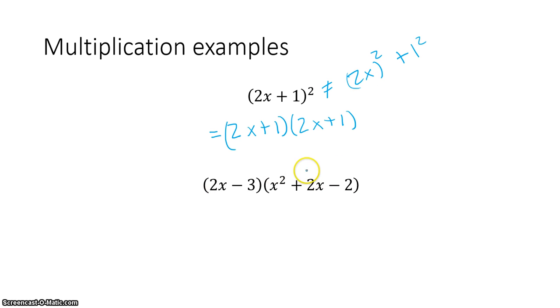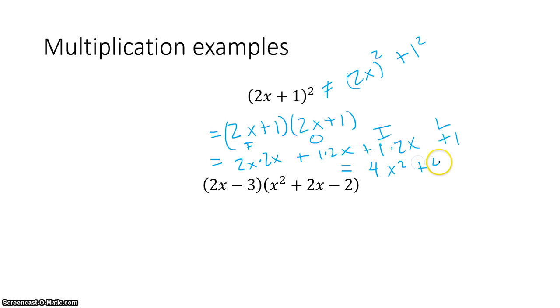So again, referring to our FOILing method, my first term is 2x times 2x. O gives me plus 1 times 2x, Inside gives me 1 times 2x, and last gives me 1. One more simplification here. We'll get 4x squared plus 4x plus 1. And notice that these two are not the same. So be careful of that. That's a common mistake we make in this class.